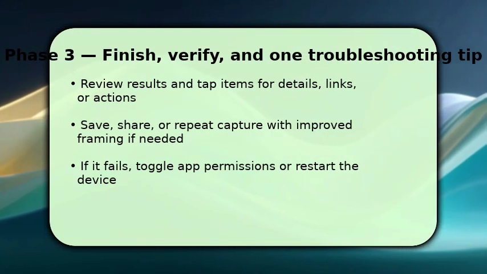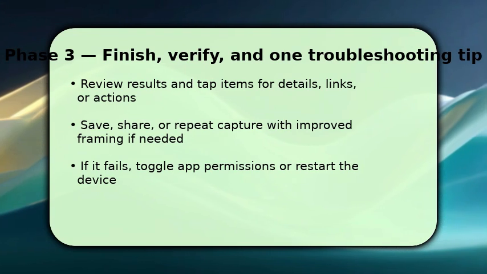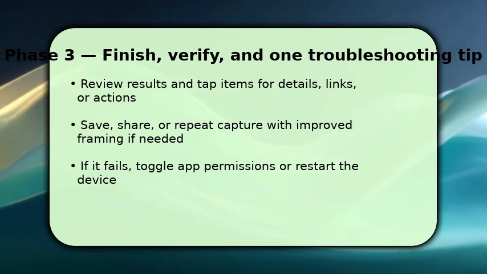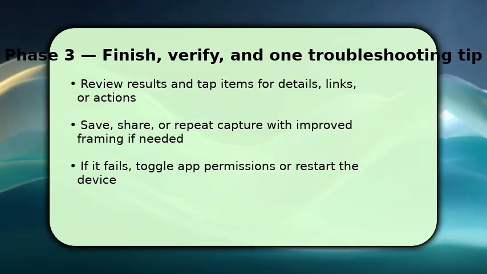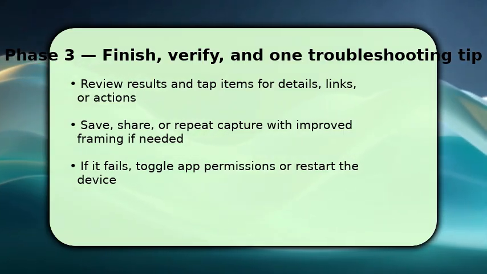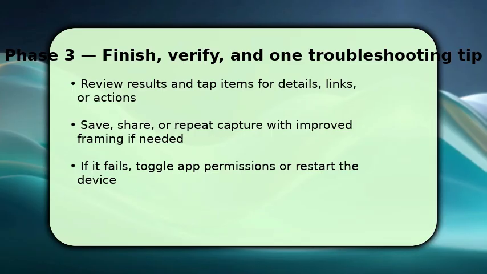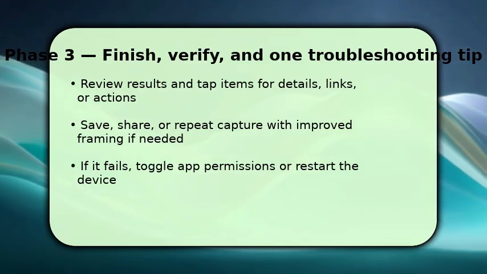To finish, examine the results and tap any item for details, links, or actions like copying or visiting a product page. If results aren't useful, recapture with tighter framing or different lighting. Repeat until you get a clear match. You can save or share findings directly from the results screen.